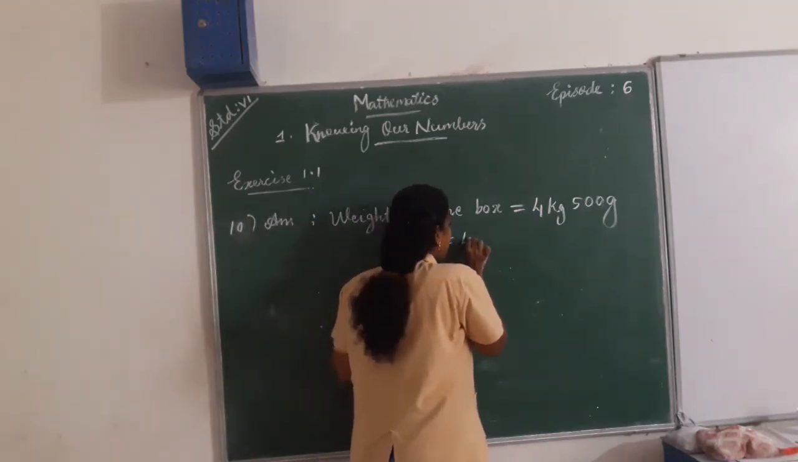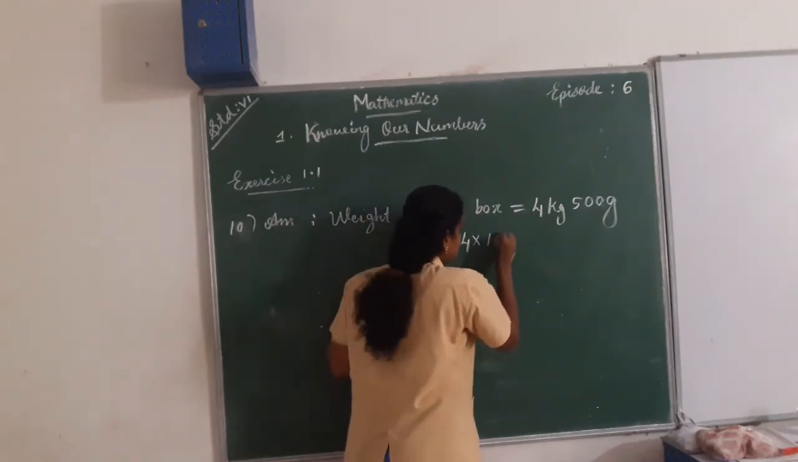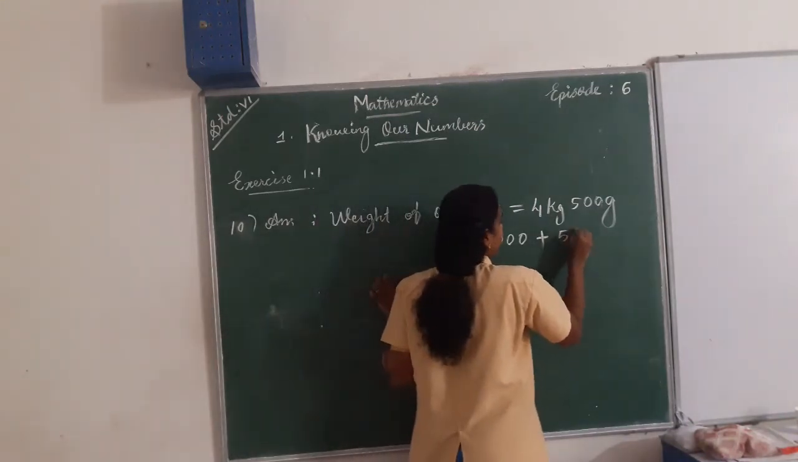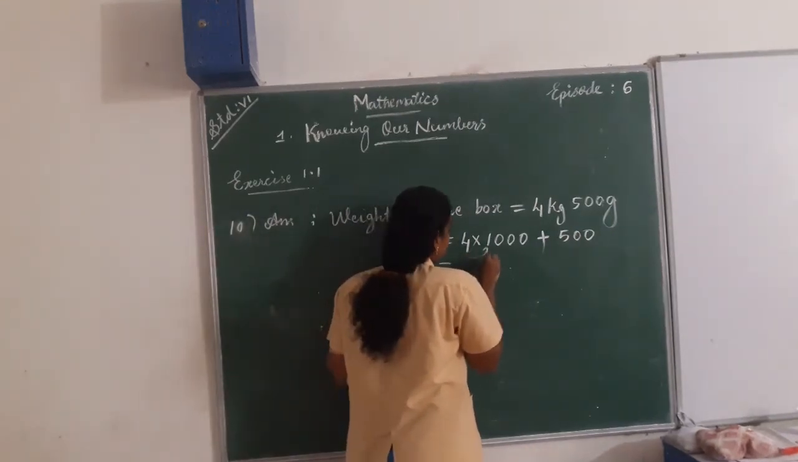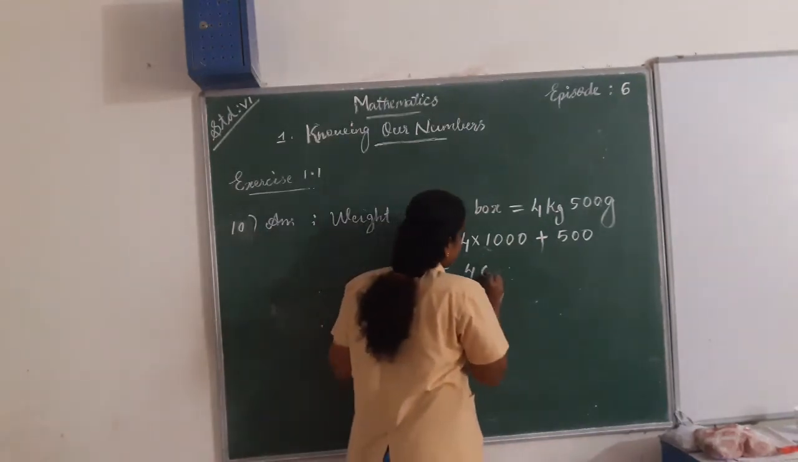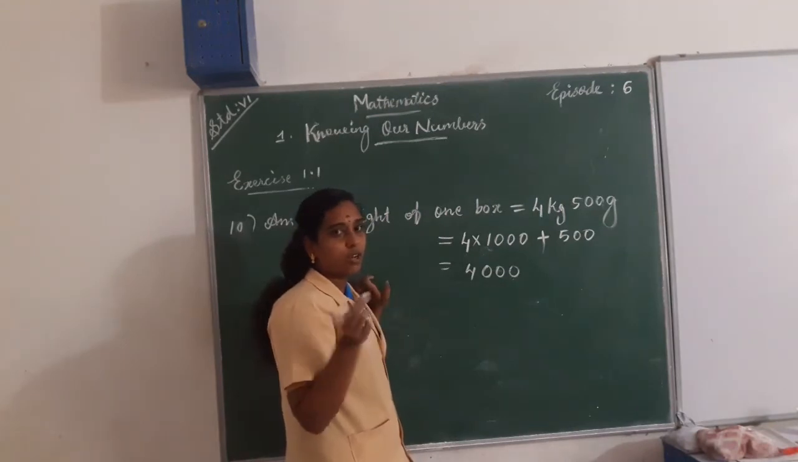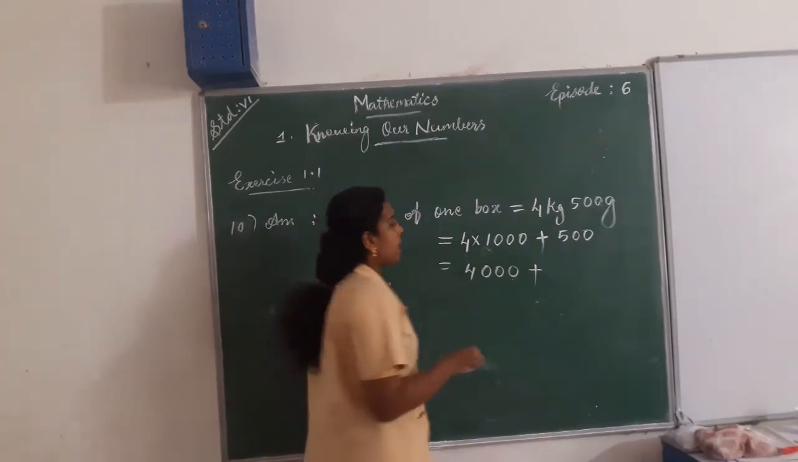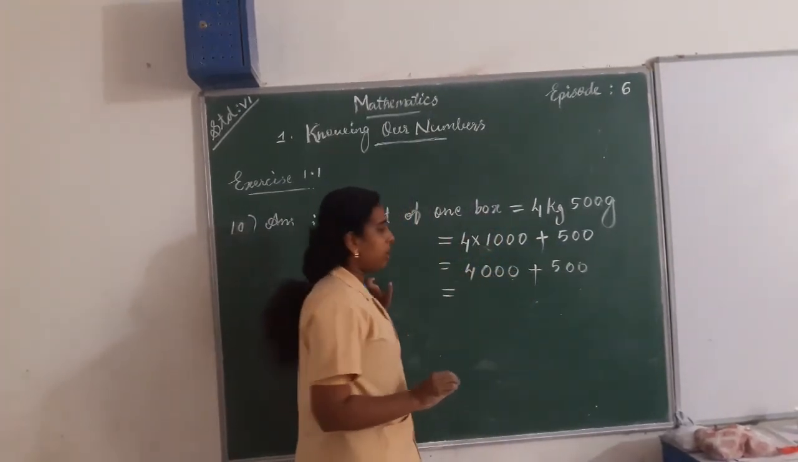So we multiply the number of kilogram, that is 4 into 1000, and plus 500 gram. 4 into 1000: here 4 into 1 is 4, and in 1000, how many zeros? 3 zeros. We write 3 zeros, then we get 4000. 4 into 1000 is 4000, plus 500.